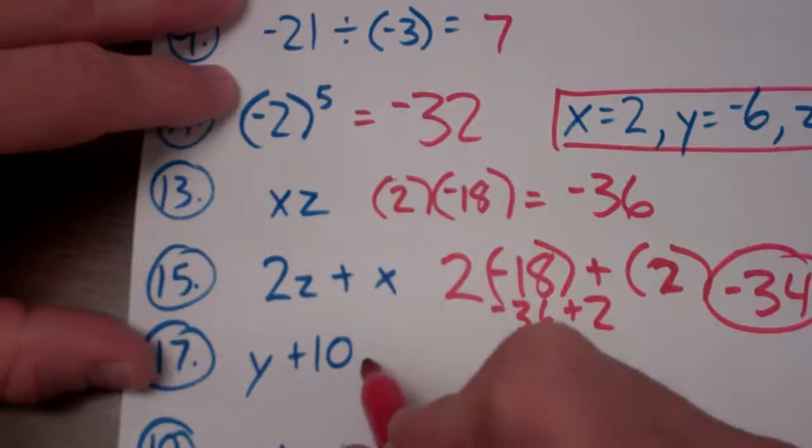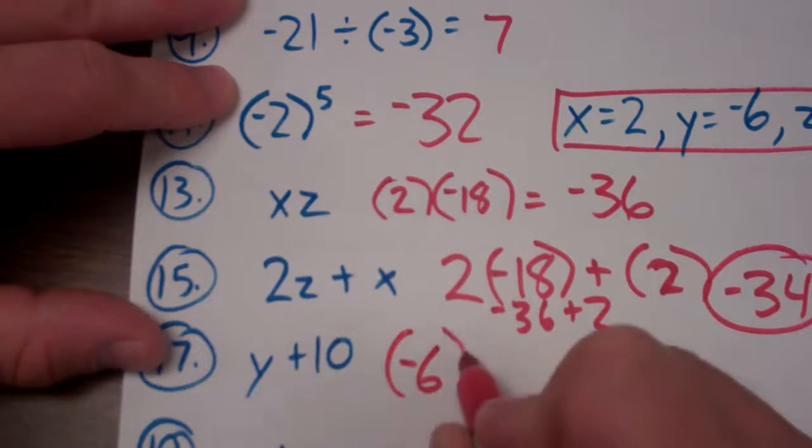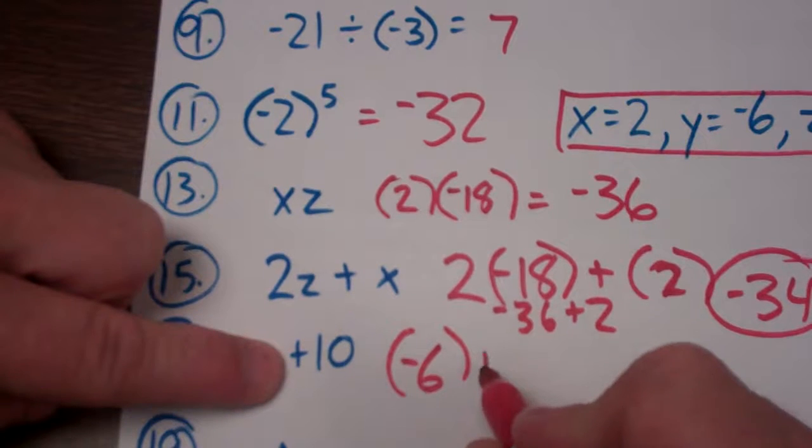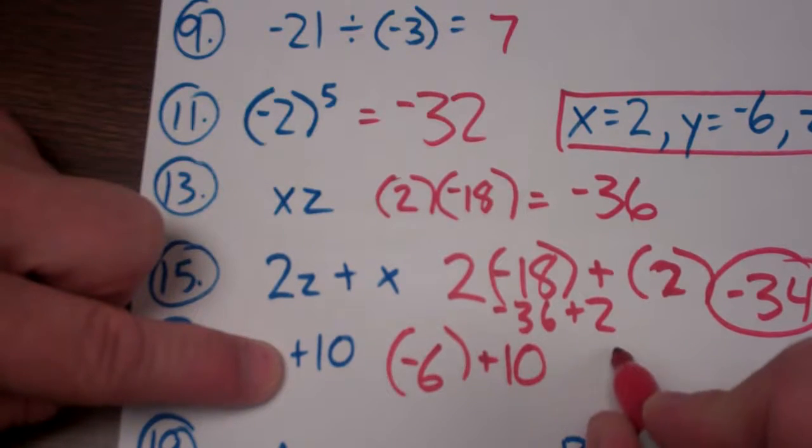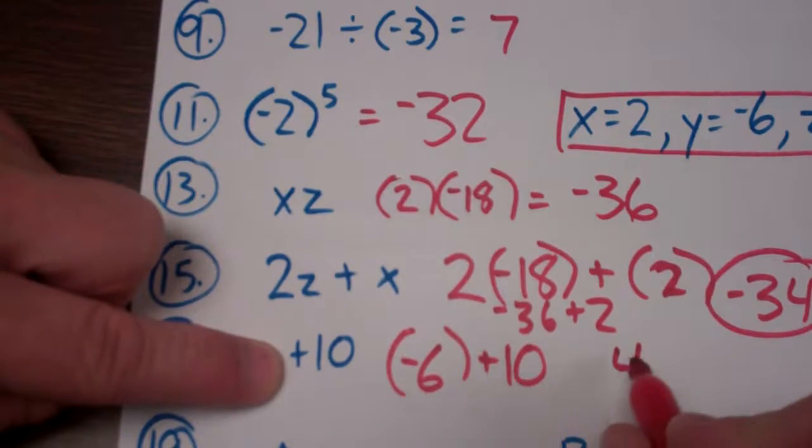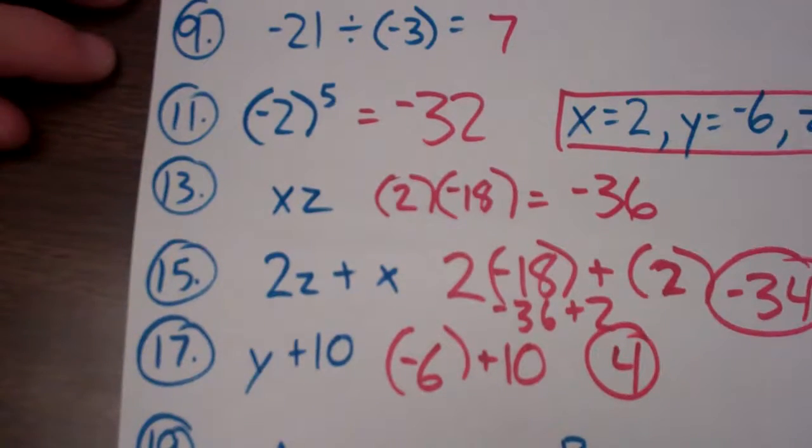All right, final one. Let me substitute for y, -6 plus 10. They have different signs, so I subtract. Sign of the larger absolute value is positive, so 4 is my answer.